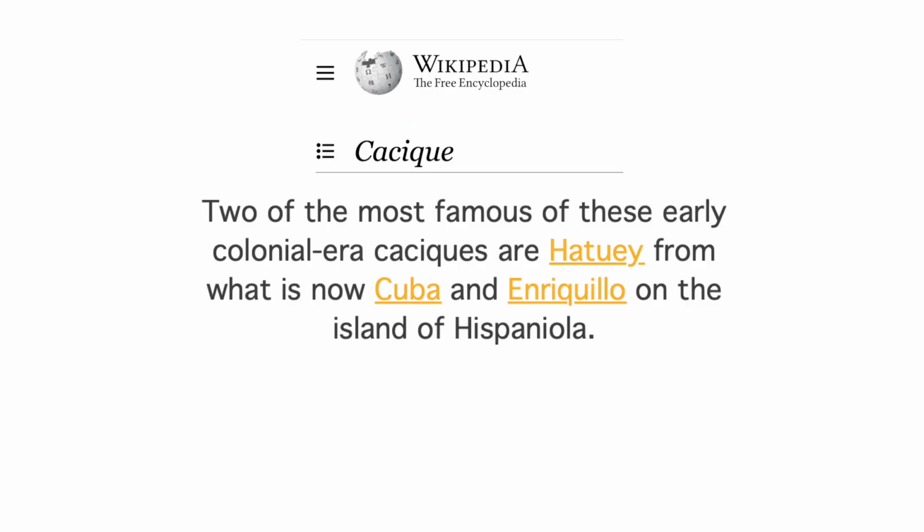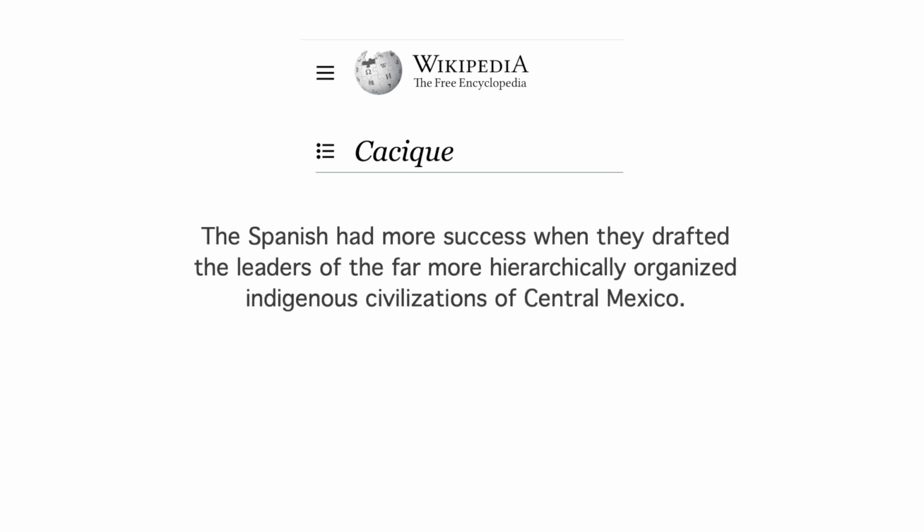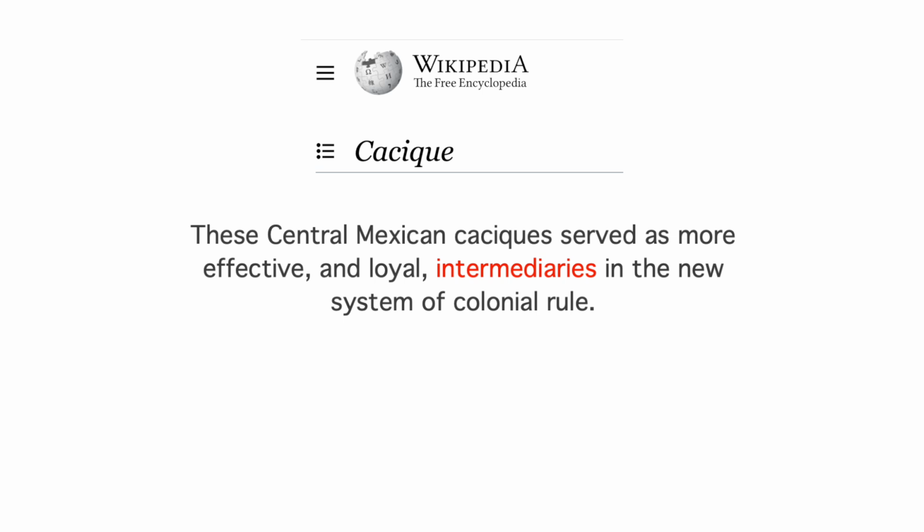Two of the most famous of these early colonial era caciques are Atué from what is now Cuba and Enriquillo on the island of Hispaniola. Both are now respected national heroes in Cuba and the Dominican Republic. The Spanish had more success when they drafted the leaders of the far more hierarchically organized indigenous civilizations of Central Mexico. These Central Mexican caciques served as more effective and loyal intermediaries in the new system of colonial rule.